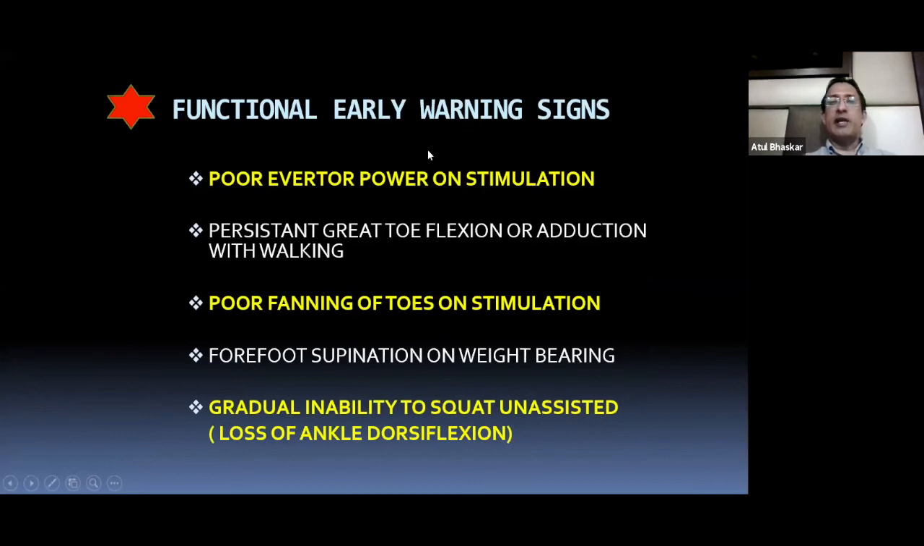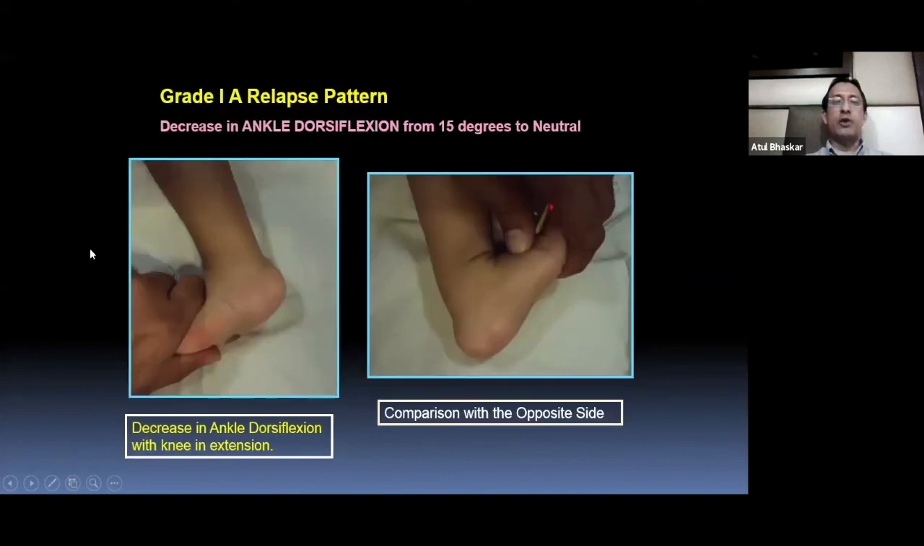Early warning signs for relapse: you must assess the peroneal power. If a child has poor peroneal power, that means there's a high chance of relapse. Also persistent great toe flexion, and poor extension of the toes, which I mentioned earlier. If there is dynamic supination on weight bearing, and if the child cannot squat, that means there is early loss of dorsiflexion.